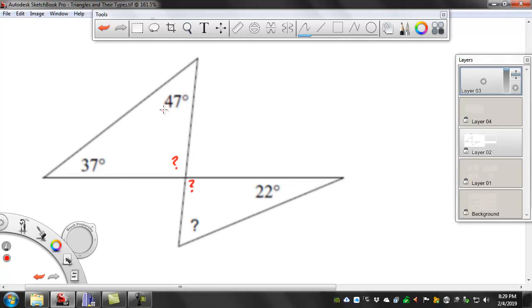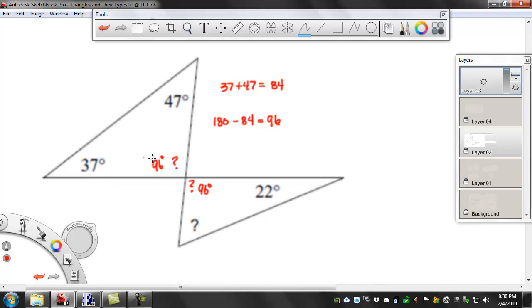So the first thing we're going to do is add these two angles together. I have 37 plus 47. That looks like it'd be 84. Now I know that a triangle has 180 degrees, so if I take 180 degrees and subtract 84 from it, I'll get 96. So this angle right here is 96 degrees. And this angle here is 96 degrees. So I know that if I take 96 plus these two, it'll give me the 180 back.